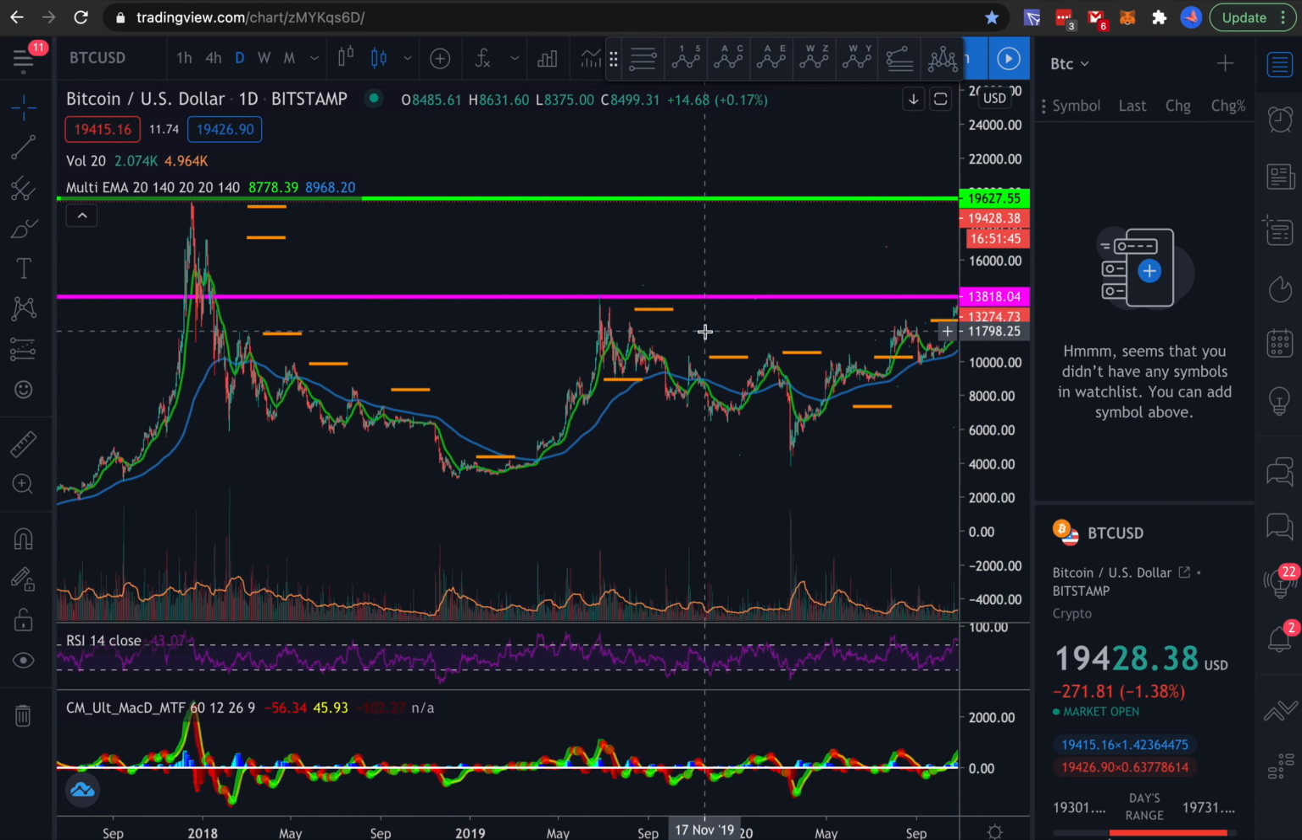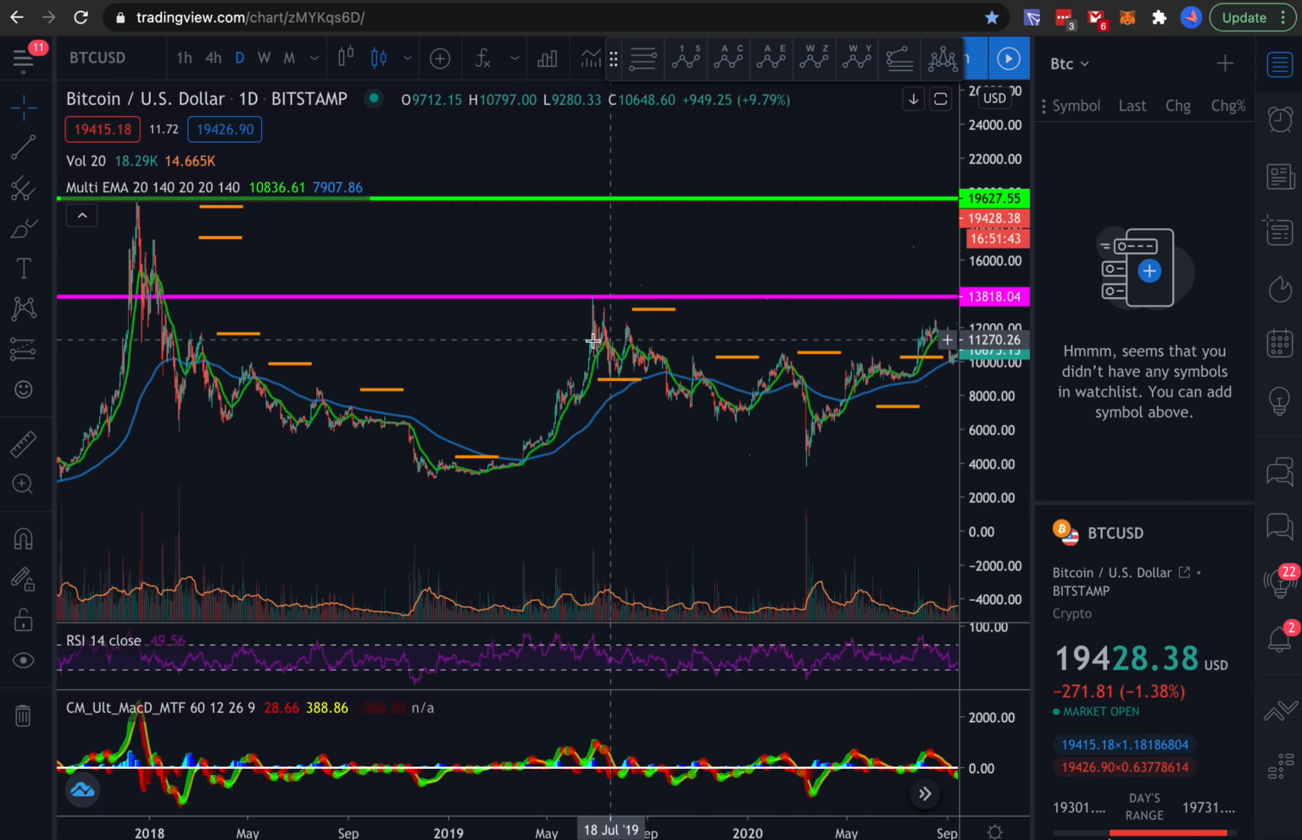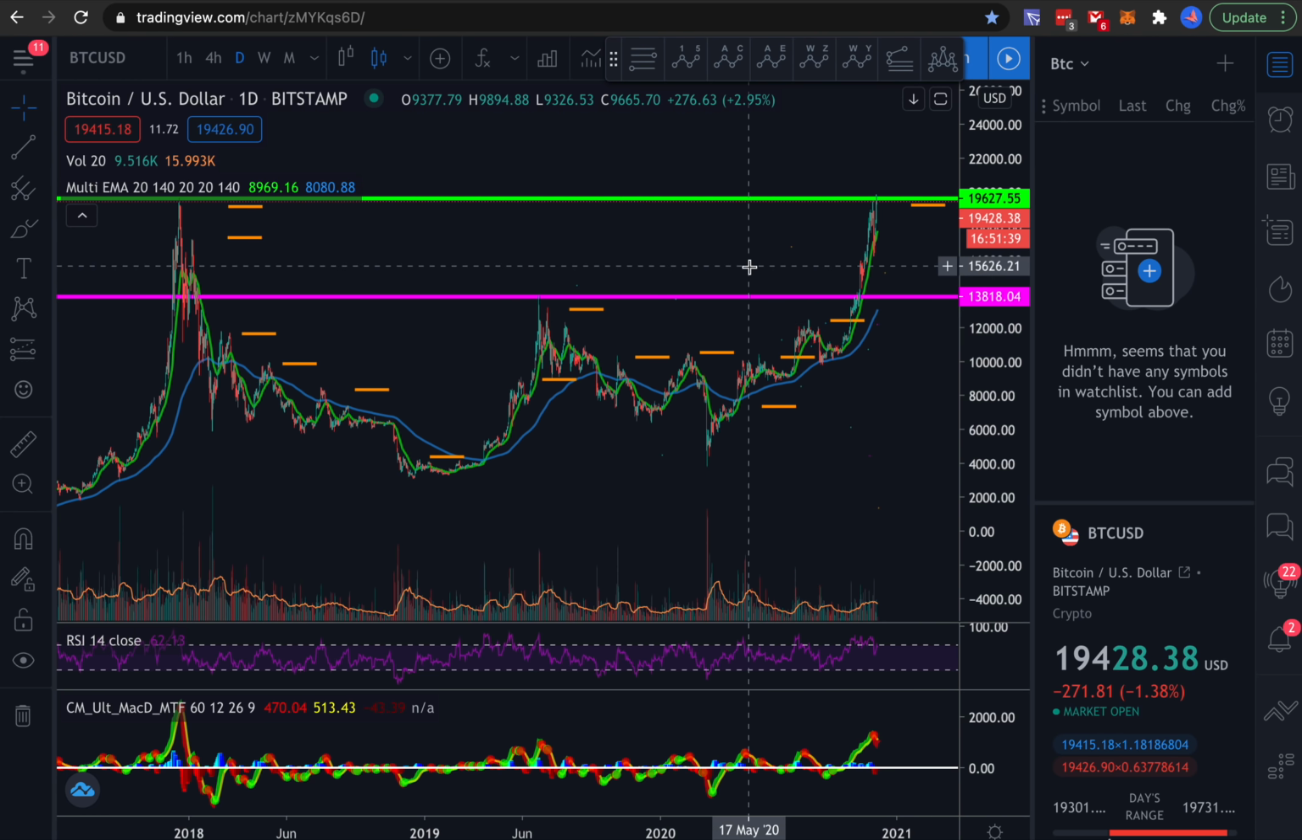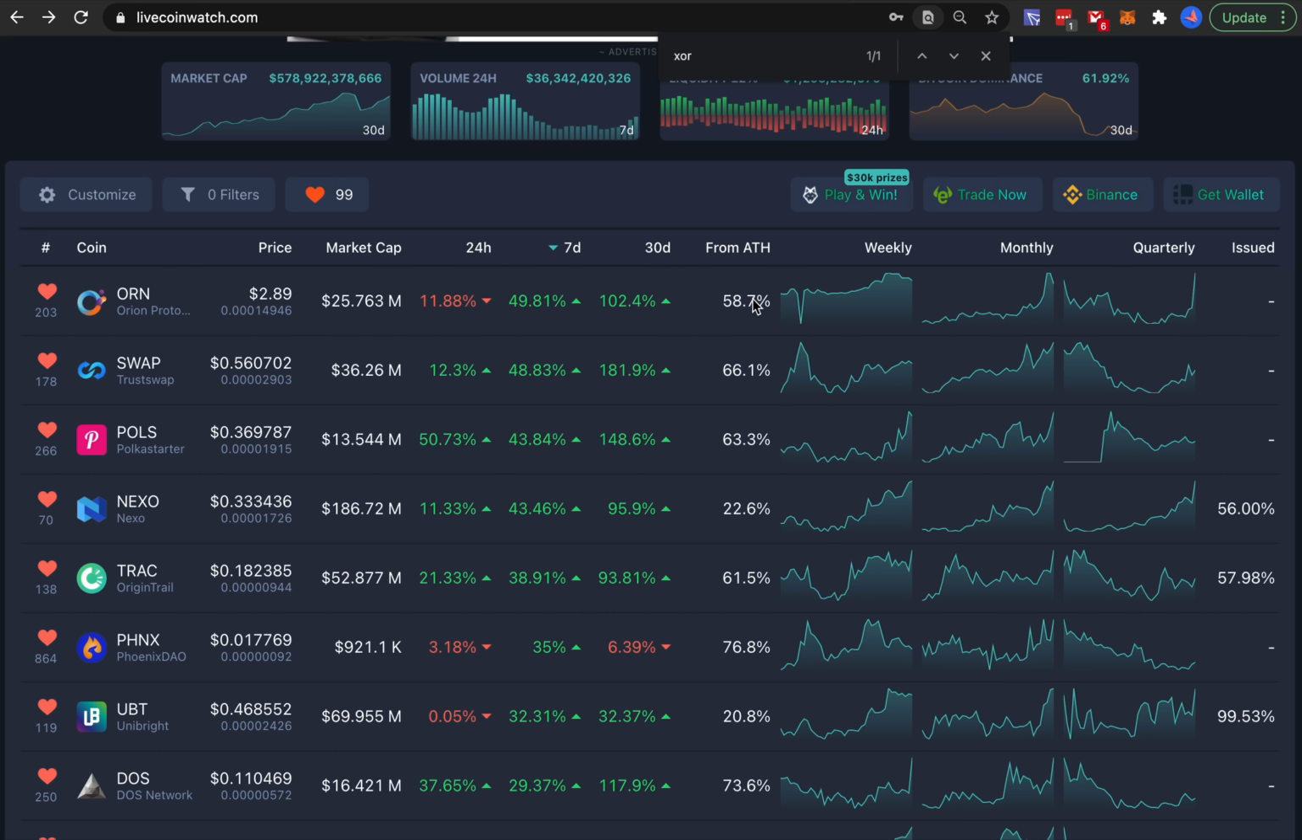So that's one strategy. What's another strategy that I wanted to highlight here as well? That was pretty much all the strategies there. But now let's implement the strategy into altcoins as well.